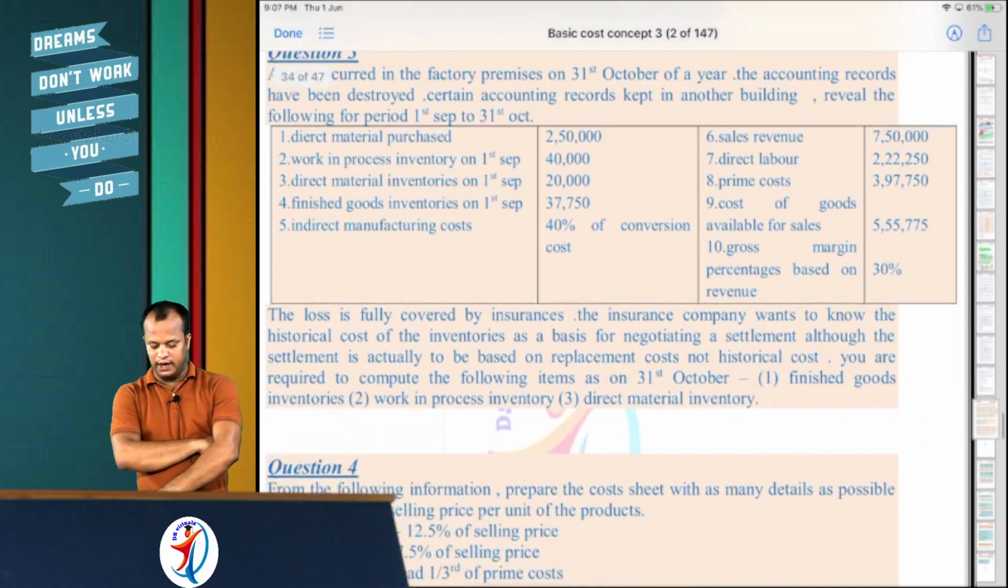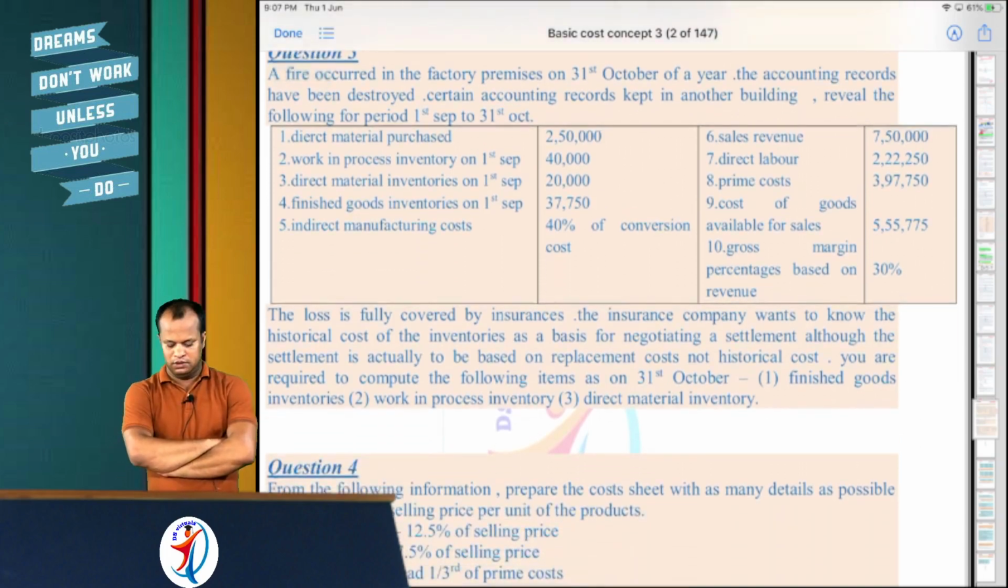What data are given in the question? The data given are: direct material purchased, opening stock of WIP, work in process inventory on 1st September. The 1st September balance is the opening balance. This is the stock of WIP, so it is opening stock of WIP 40,000. Opening stock of raw material 20,000. Finished goods inventory on 1st September, that is opening stock of finished goods, 37,750.